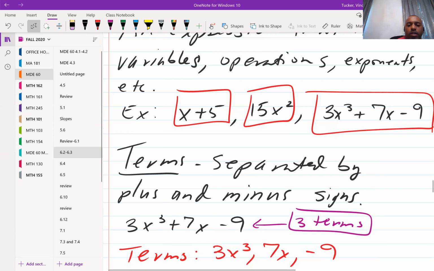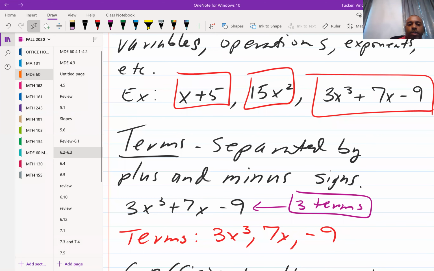All right, sorry about that. So we have our three terms here: 3x cubed, positive 7x, and negative 9. Notice that if something is positive, it stays positive. If something has a minus sign attached to it, that's considered negative, so you keep that. You don't lose it.